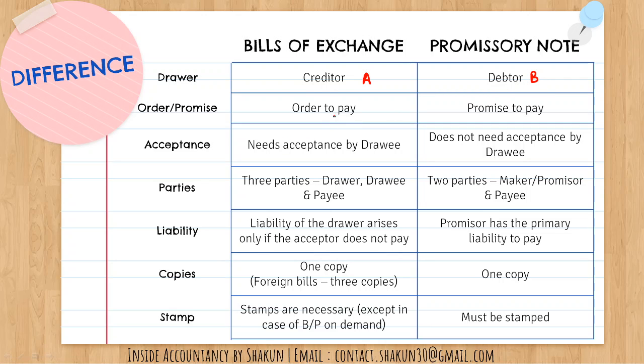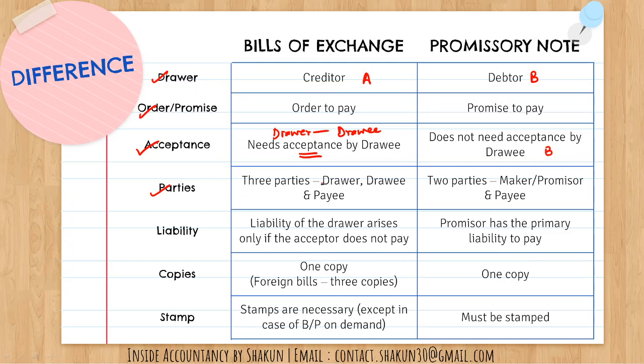Order or promise. Bills of exchange is an order to pay, because A is drawing the bills of exchange. He is ordering B to make the payment. But on the other hand, a promissory note is a promise made by the debtor, that is B, that he is going to make the payment. Acceptance, we have talked about too. It needs acceptance by the drawee, because it is drawn by the drawer on the drawee. So the acceptance of the drawee is very, very important, and without that it does not become a legal document. But in case of a promissory note, acceptance is not required, because it is a promise made by the person who has to make the payment, that is B, the maker of the promissory note.